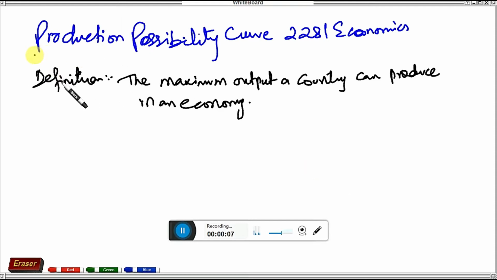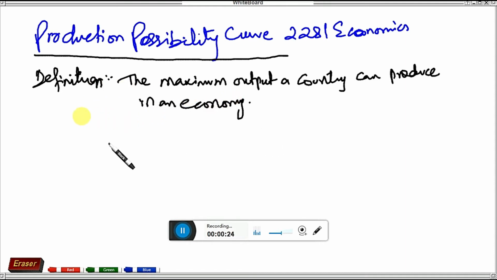From the exam perspective, this is a very important topic. Starting with the definition, we'll try our level best that things should be easier for all of you. First of all, we need to learn what we mean by the production possibility curve: the maximum output a country can produce.